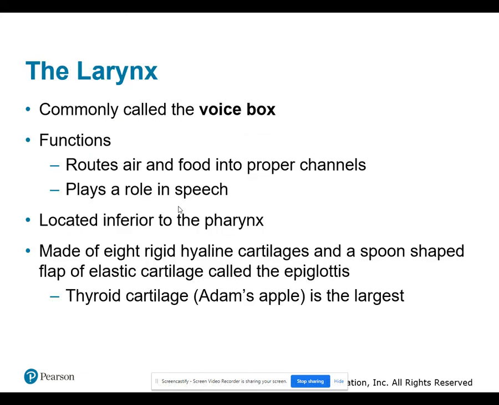And one of the last things we're going to talk about is your larynx. This is known as your voice box. It plays a role in speech, but it also helps route air and food to the proper channels that it needs to go. It's located inferior to your pharynx, so basically below your throat. And your voice box is made up of 8 rigid hyaline cartilages, and it has a spoon-shaped flap of elastic cartilage called the epiglottis that helps play that function in routing air and food where it needs to go.